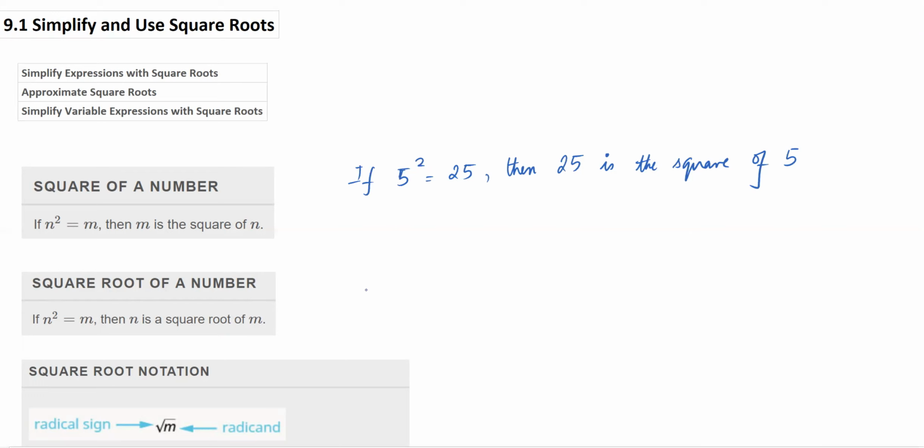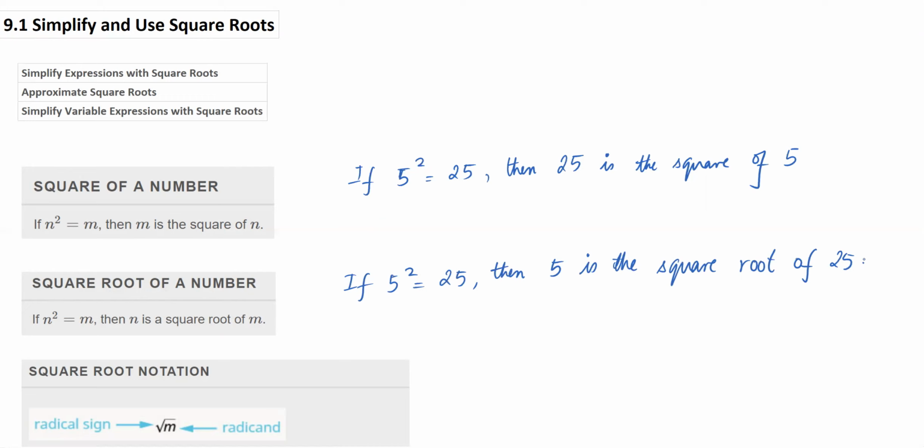Well, we'll use the same thing. So if 5 squared equals 25, then 5 is the square root of 25. Looks like a play of words, but you can actually see what direction we're looking at this.